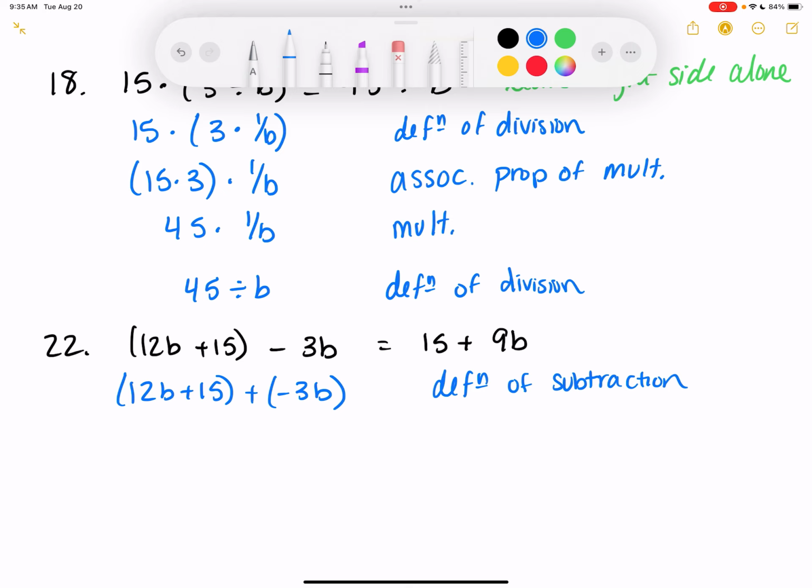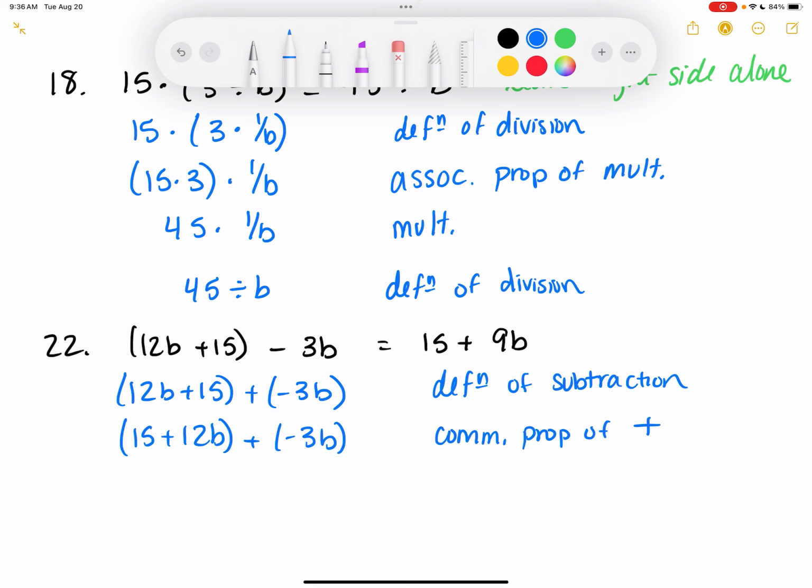Yes, commutative. I'm sorry. I need to swap 12b and 15 in the parentheses. So it's going to be 15 plus 12b plus negative 3b. And that is the commutative property of addition. A lot of times I'll just do a little plus sign or an X for multiplication, but plus sign for addition. So if you want to do that to shorten it, that's fine.